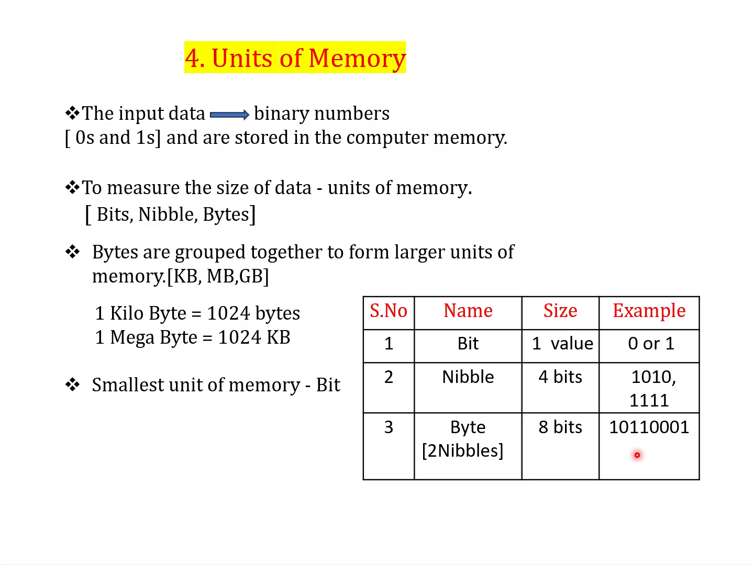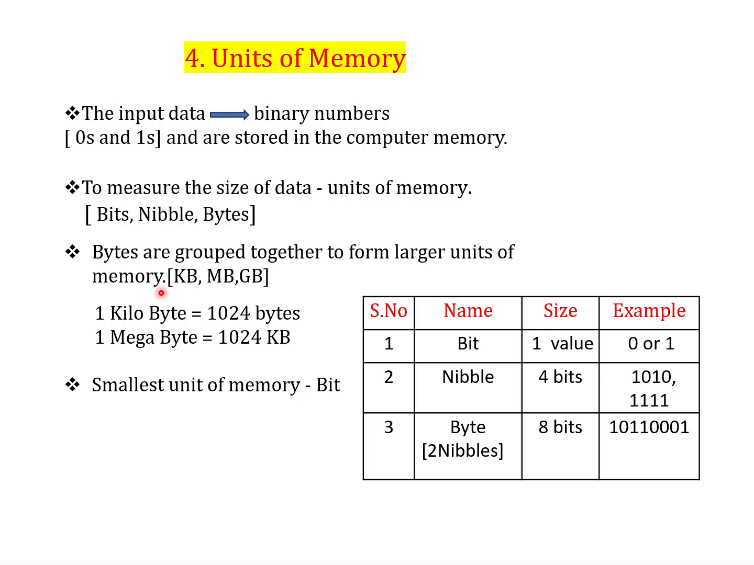So the data given by the user is first converted into binary numbers and then it is stored in the memory. To measure the size of the data which is stored in the memory or processed by the computer, we use these units of memory. They are the bits, nibbles and bytes. And also, if bytes are grouped together, they form larger units of memory.